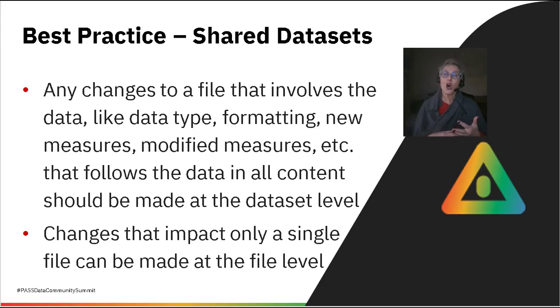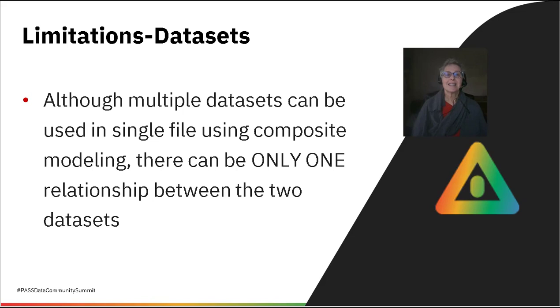And the only changes that should get made at the individual file would be changes that only apply to a single piece of content. For instance, if you have a content builder that wants to create a measure that only specifically applies to his report, that would be a good use of composite modeling to allow that builder to create that measure.